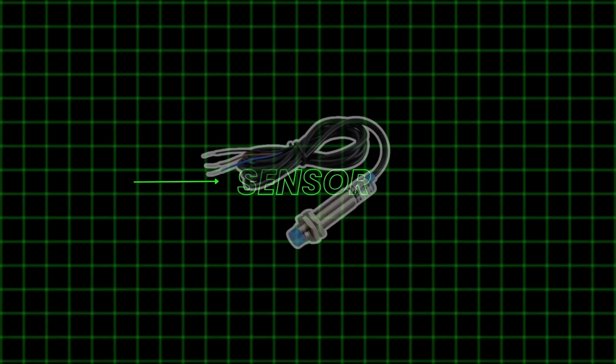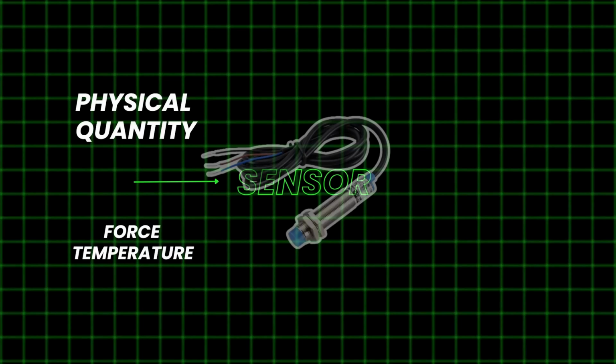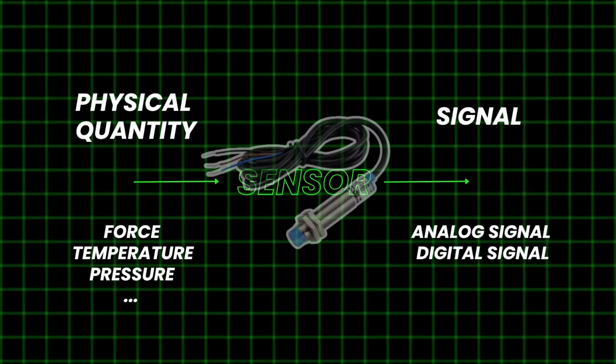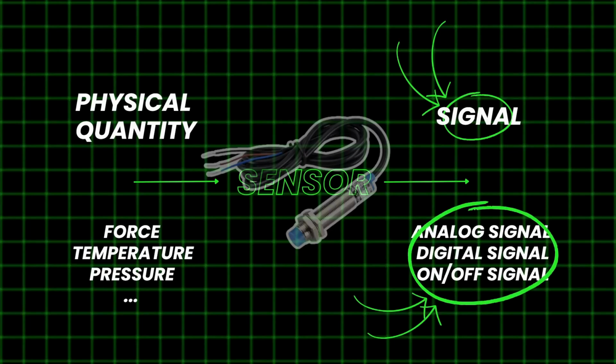First of all, it captures what its environment offers. It takes data as an input, called a physical quantity, such as force, temperature, or pressure, and as a result you get a signal as an output. It can be an analog signal, a digital signal, or an on-off signal. To start, we will explain what a signal is, and then I will explain these three things. Let's go.